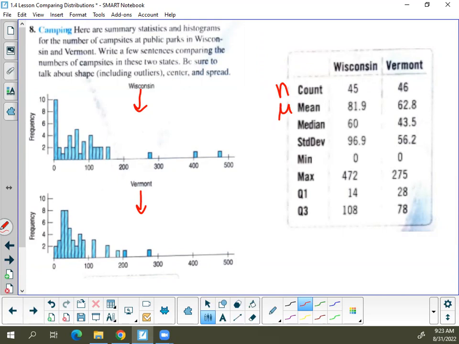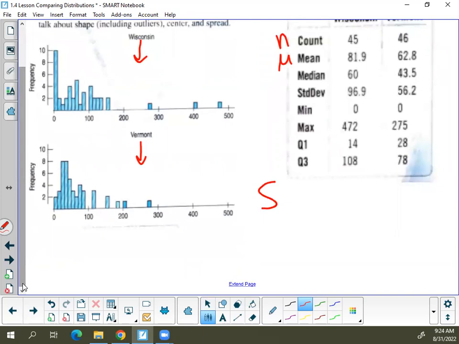And so we want to hit the four main points. We want to talk about the shape, the unusual characteristics, the center, and the spread. And when I look at both of these, we always want to use comparing words, like one has more, one has less, greater than, less than. We always want to be comparing these. We want to do it in context. Of course, we'll do it in complete sentences, but for the sake of time here in our lesson, I will just document and talk about what we should say.